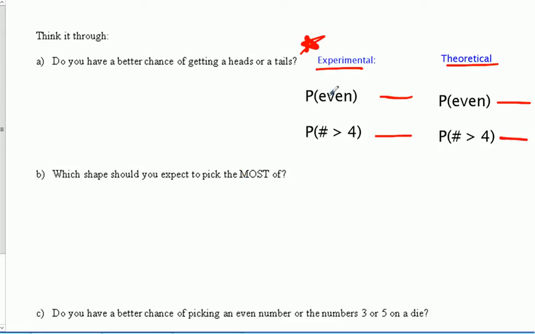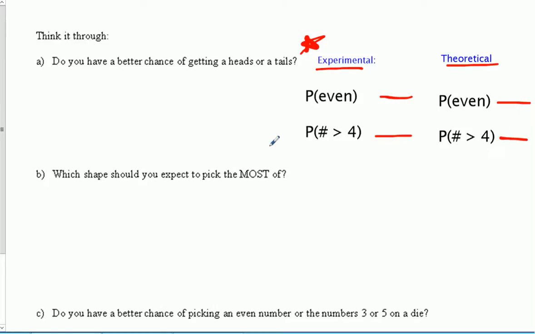All right, so now that you know what even numbers are, based on your experiment, I want you to write down the 2 probabilities. And then take a moment and say, okay, now based on what I know about a dice or a die, what is the regular probability of picking an even number? What's the regular probability of picking a number greater than 4? Pause the video, come back when you're ready to go over it.